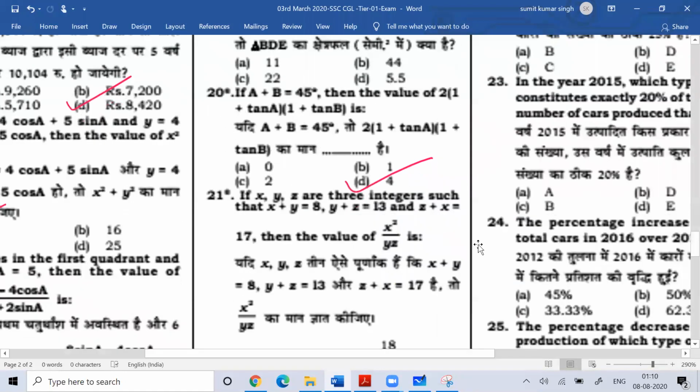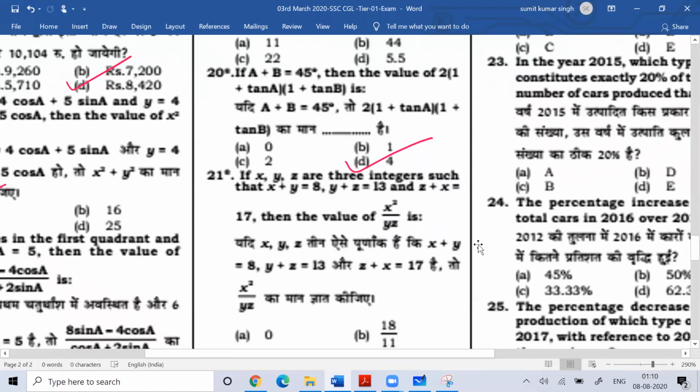Okay, now you can see this question. Question number 21. If x, y, z are three integers such that x plus y is 8, y plus z is 13, and x plus z is 17. So I can do x plus y plus z. If I do the sum of all these, I'll get 2x plus 2y plus 2z is equal to 8 plus 13 plus 17, that is 38, divided by 2 means 19. So I'll get x plus y plus z equal to 19.